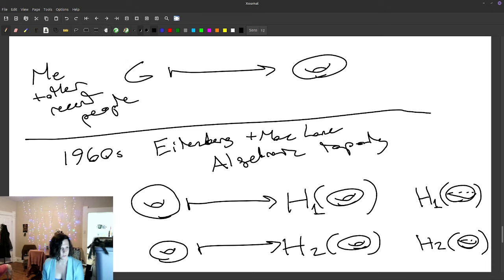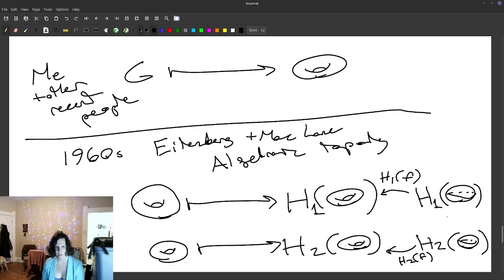Well, if you had some kind of map from the sphere to the donut, there would also be a map in the first homology. Maybe I'll call this H1 of F. And there would also be a map in the second homology. It was like H2 of F.